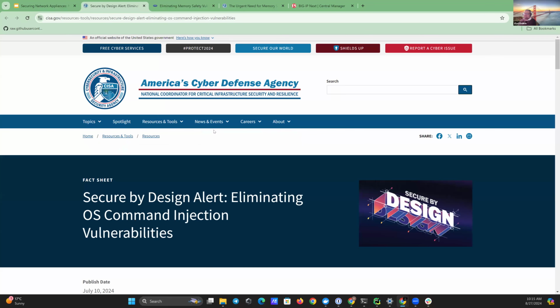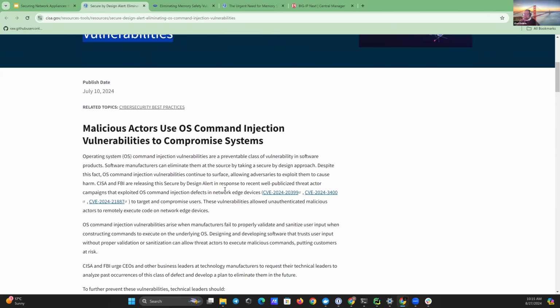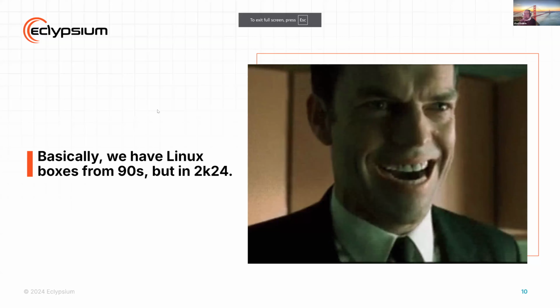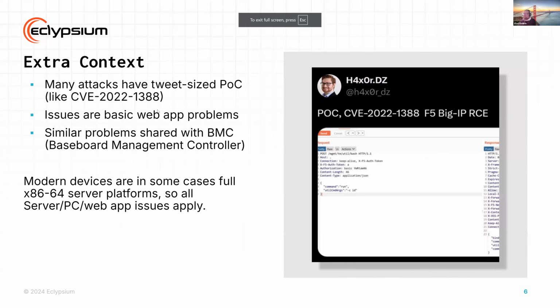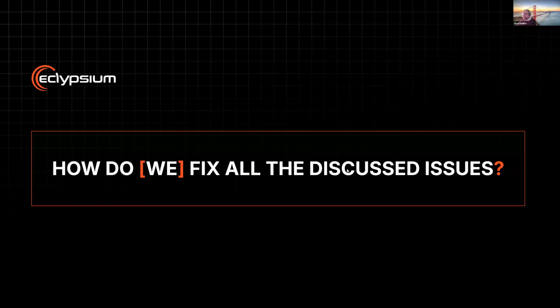And another guidance from CISA is pretty much secure by design, eliminating OS command injection vulnerabilities. So they also advocate to eliminate issues exactly like from the tweet. So stuff like this, like here, should not be possible. So ideally, modern software should have basic vulnerabilities like this eliminated, right? So it makes a lot of sense.